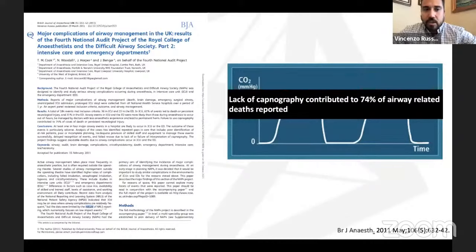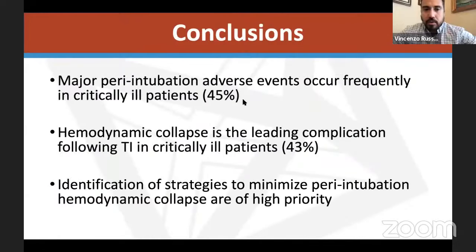So in conclusion, major peri-intubation events are really common in critically ill patients, 45%. Hemodynamic collapse is the leading complication, so we should work more on hemodynamic optimization, both at the bedside and in research, in order to identify which strategies may be effective to optimize hemodynamics before intubation. Thank you.